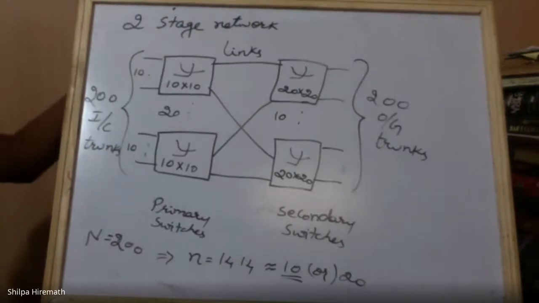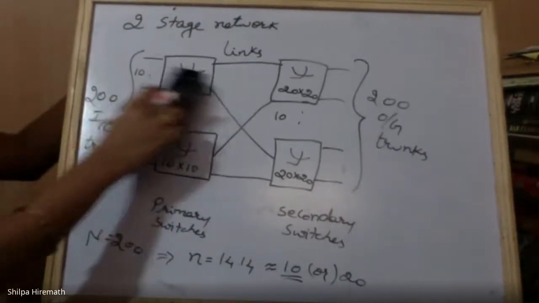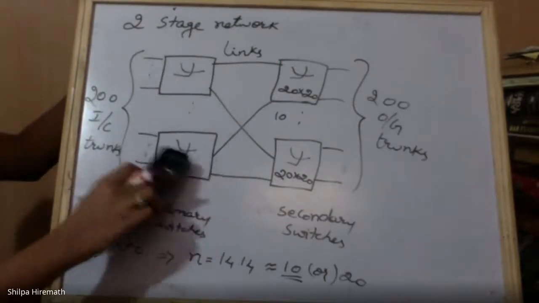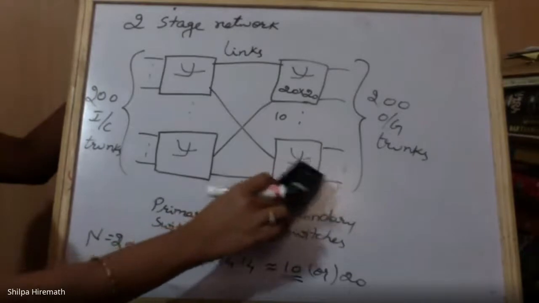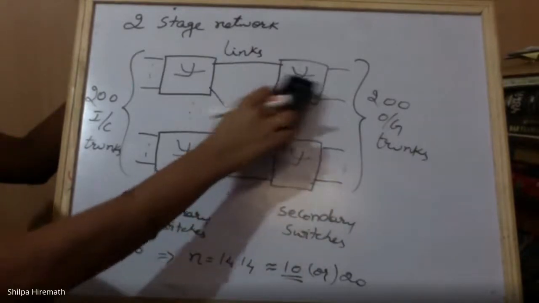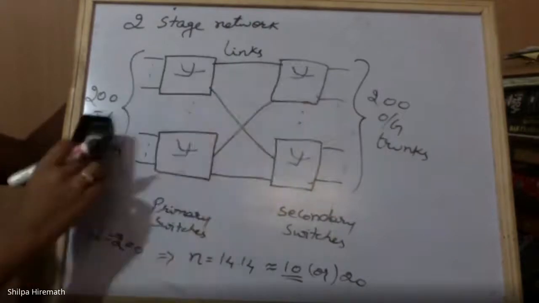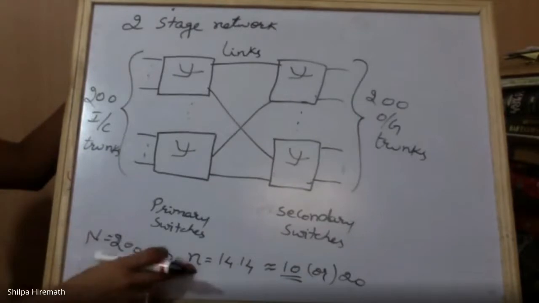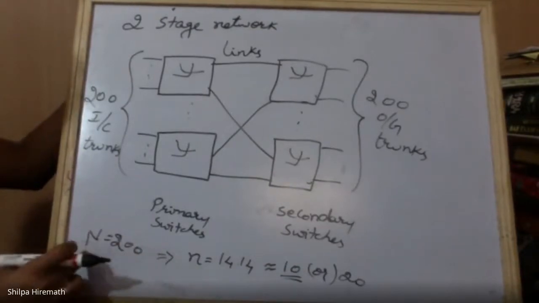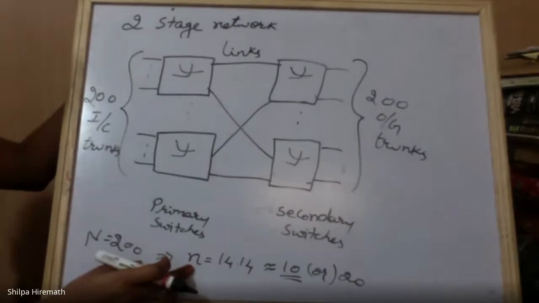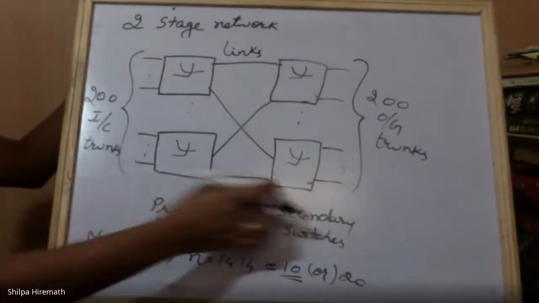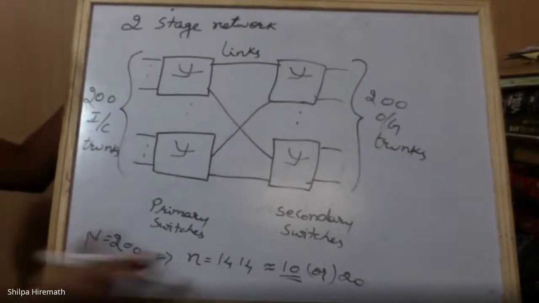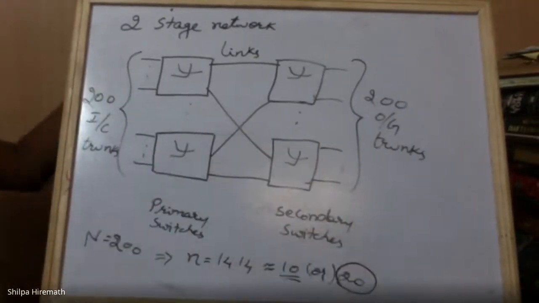Now I'll consider the case when n is equal to 20. Whatever the diagram is, that remains the same, but you have to mention what the inlets and outlets are, and how many such switches are required. Here, since incoming and outgoing trunks are the same, again the formula is the same. Small n is equal to root of capital N. Small n is nothing but inlets or outlets, inlets of primary, outlets of secondary. Capital N is nothing but incoming or outgoing trunks. Now I will consider the case when n is equal to 20.